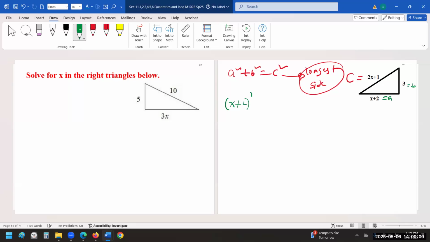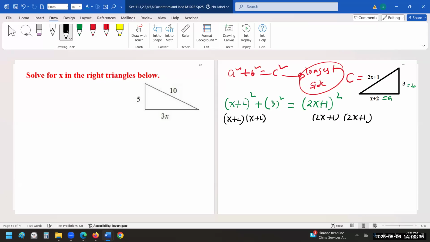So x plus 2 squared plus 3 squared equals 2x plus 1 squared. So we set it up, the first thing, and now all you have to do is solve. What do we do with all these squares? FOIL and FOIL. So x plus 2, x plus 2, 2x plus 1, 2x plus 1.